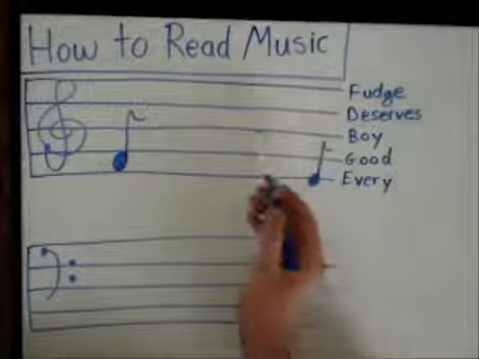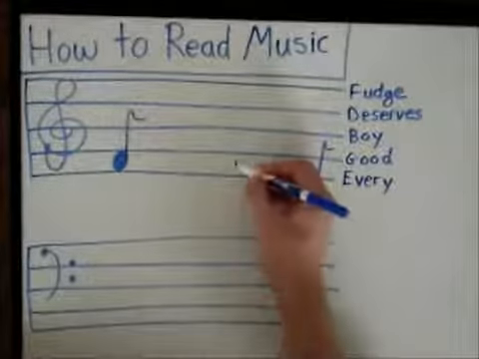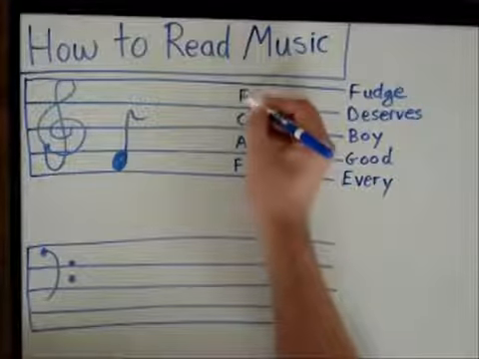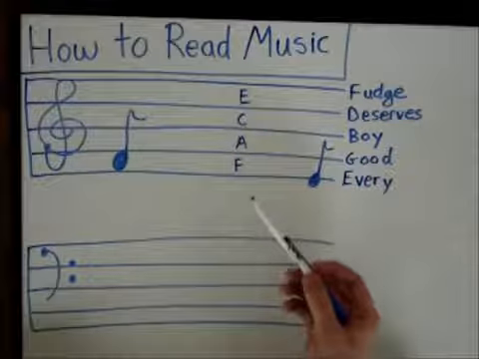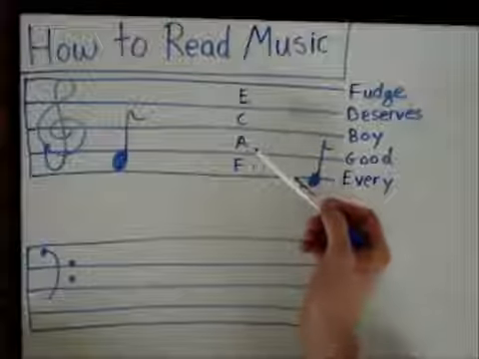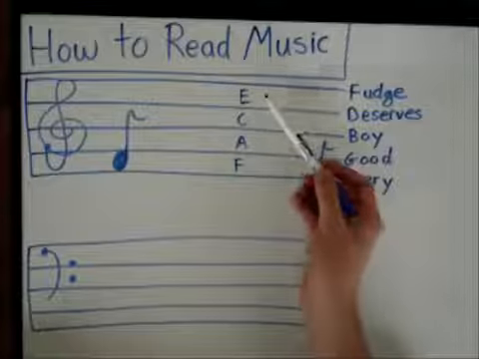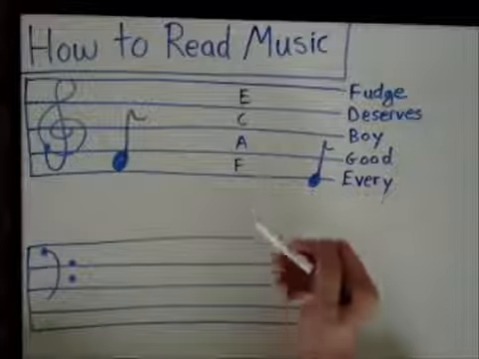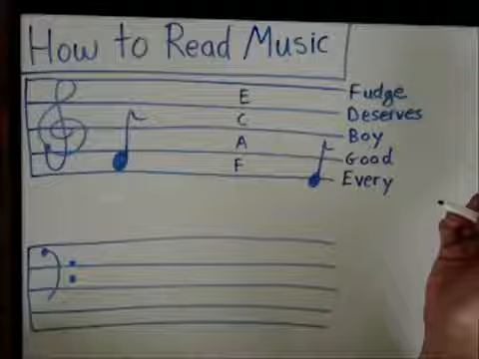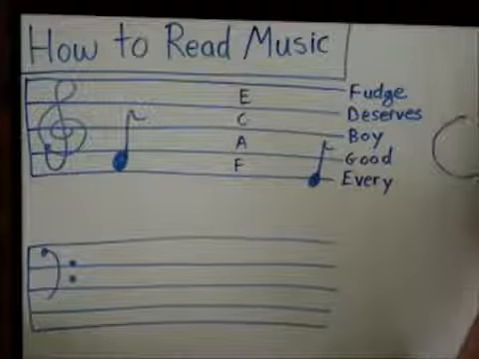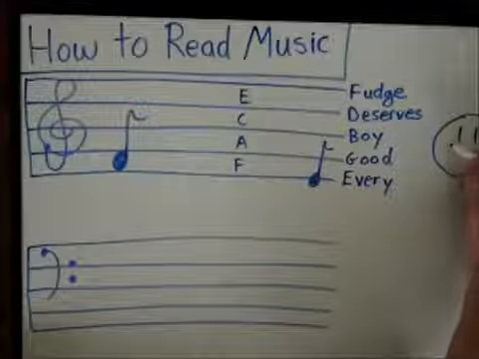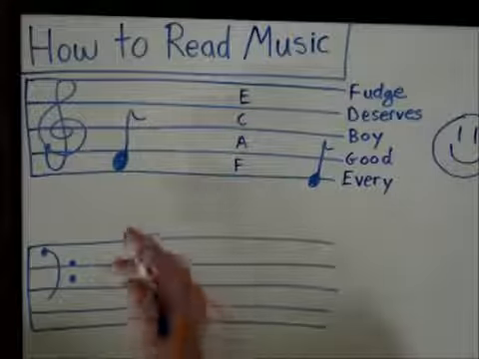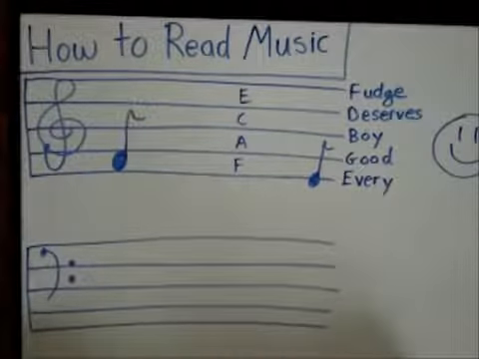What do the spaces represent on the treble clef? The first space represents F, and then the second A, third C, and fourth E. That's a pretty easy thing to remember. All you have to remember is the word face. So if you see a note here in the space, that means you're going to play an F.